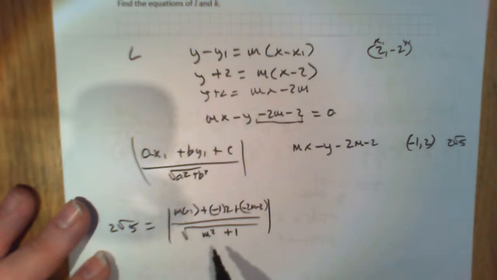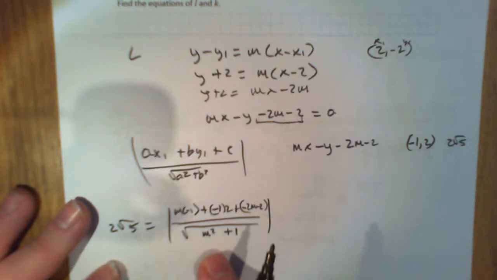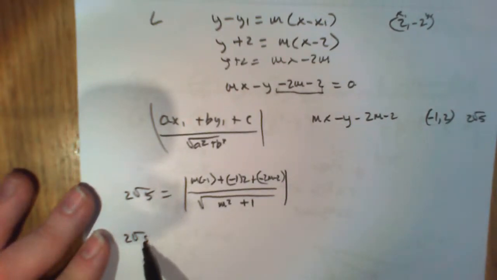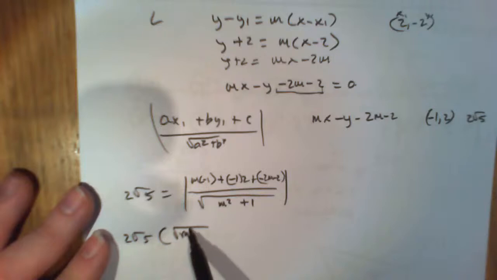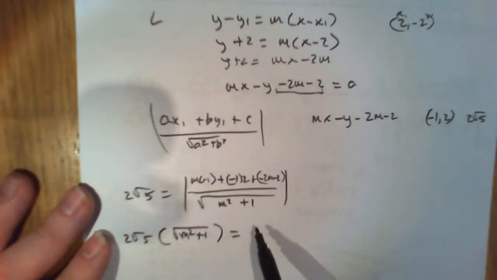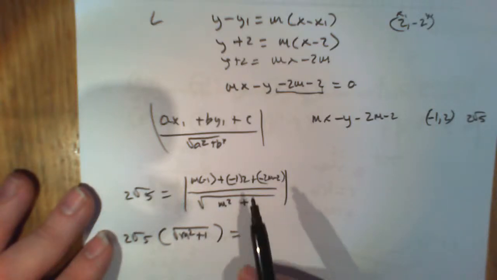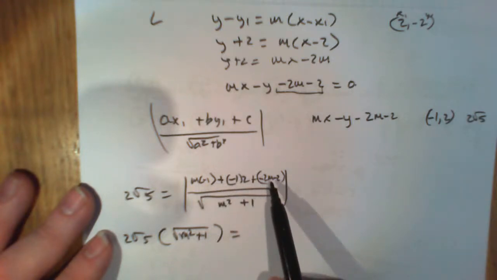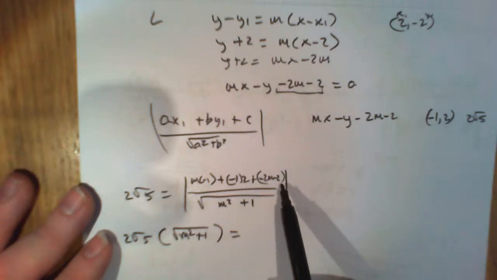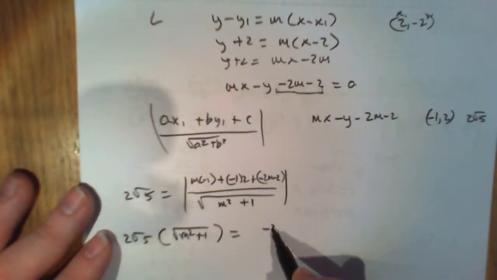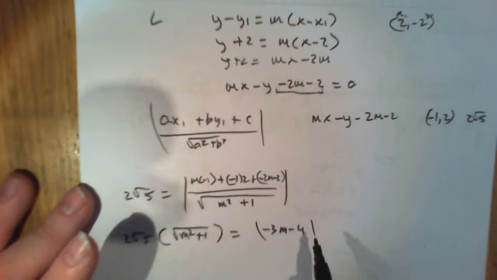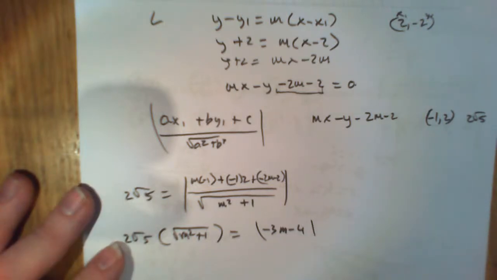Let's have a look. Multiply both sides by the bottom. So we're going to get 2 root 5 times the square root of m squared plus 1 equal to, let's tidy this up, minus m minus 2 minus 2m, so that's minus 3m, and another minus 2, so that's minus 3m minus 4. Okay, so far so good. Square both sides. It's the only way we're going to get around this.